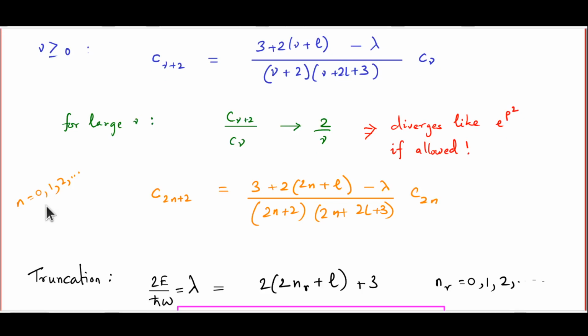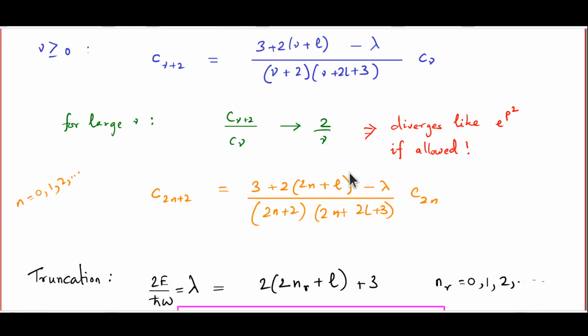So if you want to truncate, you want to essentially ensure that c2n is not 0, but c2n plus 2 is 0, which means that there has to be some n, let's call it nr, such that for n equal to nr, this ratio here vanishes. That means lambda, which is twice E by h cross omega, remember, has to be 2 times twice nr plus l plus 3, where nr, of course, just tells you which n value is it after which the series stops. So nr can take 0, 1, 2, 3, such values.